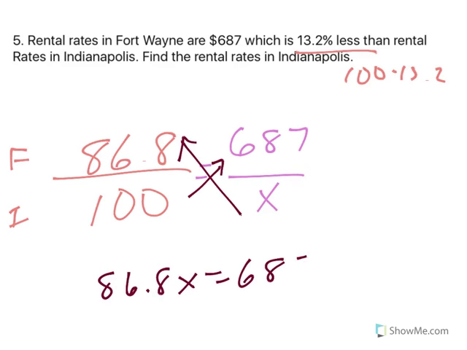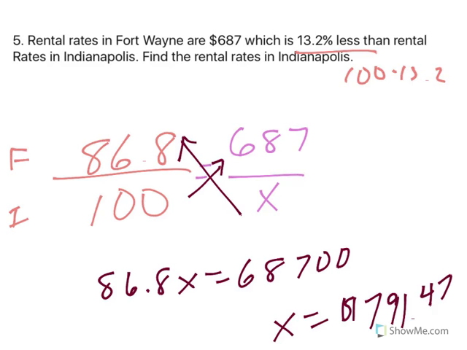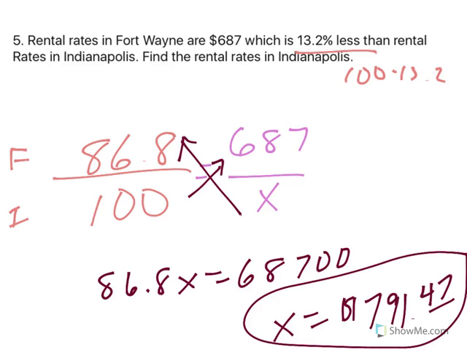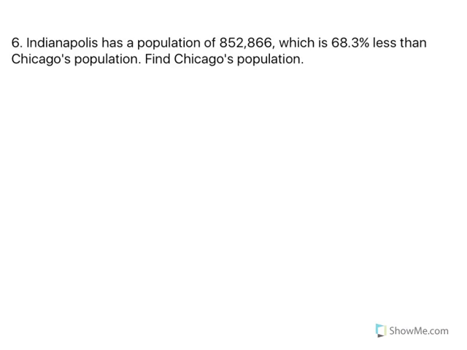Let's find Indy. We cross multiply. 86.8x equals 68,700. Divide by 86.8 to get x by itself. And rounded to the nearest penny, we have $791.47. Let's go to number 6.